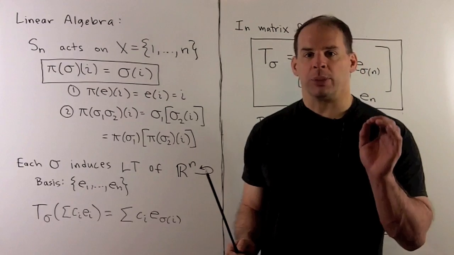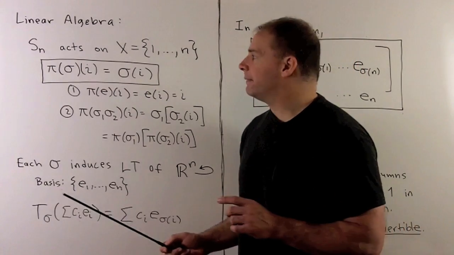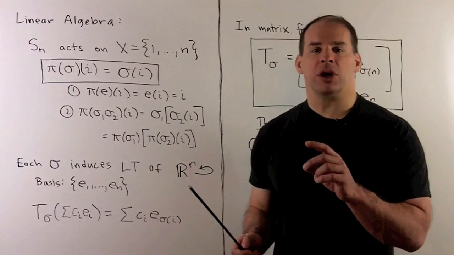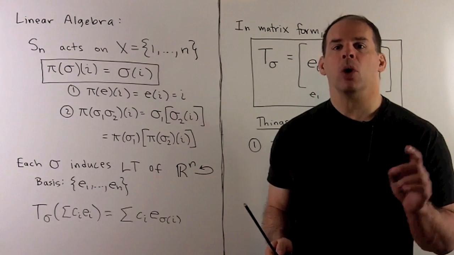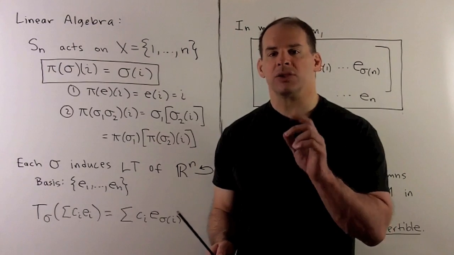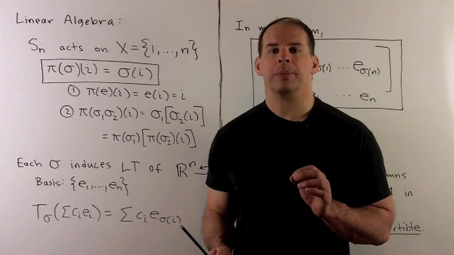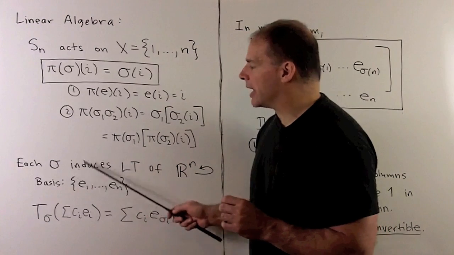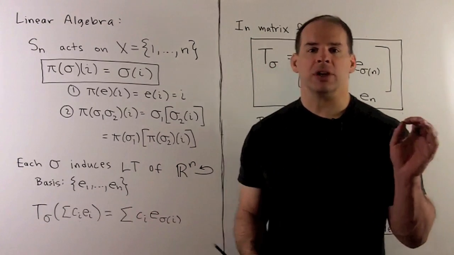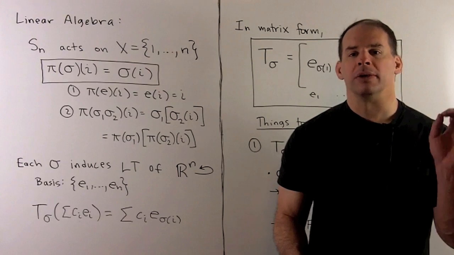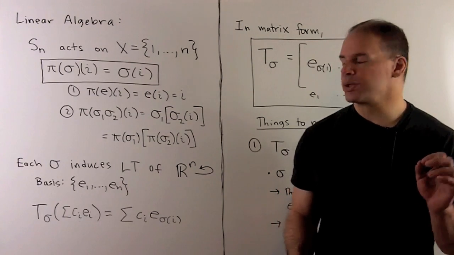How do we get linear algebra into the picture? If I'm working with S sub n, then I can consider the real vector space R^n or the complex vector space C^n. Let's stick to real vector spaces here. Now, if we have a sigma in S sub n, that'll induce a linear transformation from R^n back into itself. We define the linear transformation as follows.